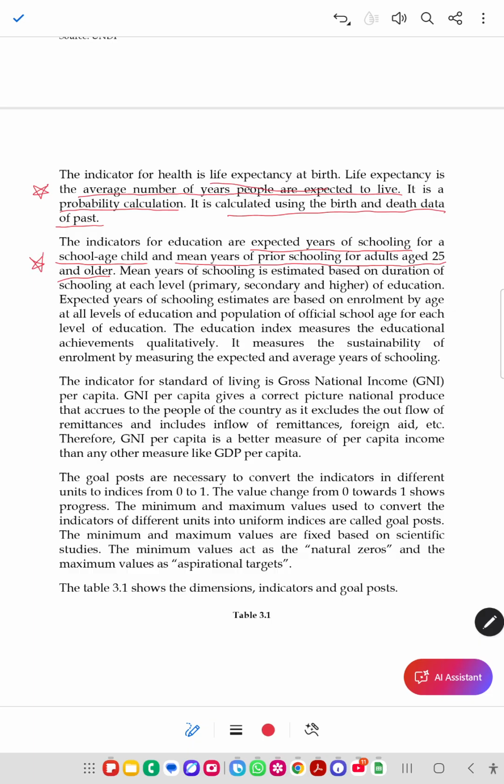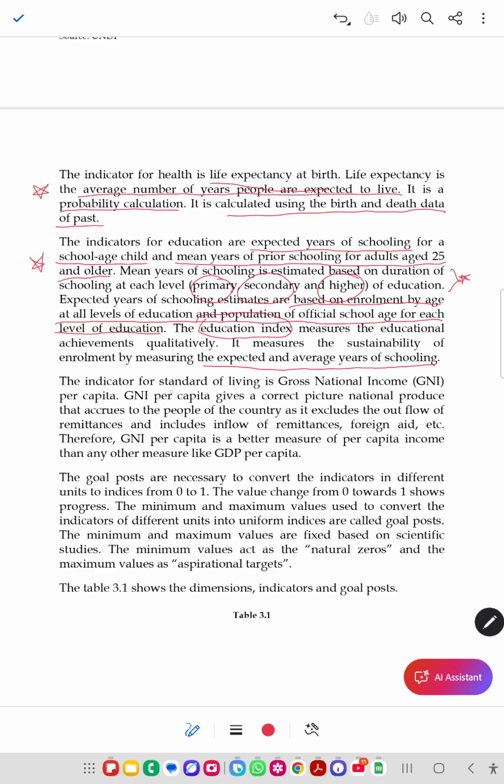This is very important. Mean years of schooling is estimated based on the duration of schooling at each level: primary, secondary, and higher education. Expected years of schooling estimates are based on the enrollment by age at all levels of education and the population of official school age for each level of education. The education index measures the educational achievements qualitatively. It measures the sustainability of enrollment by measuring the expected and average years of schooling.